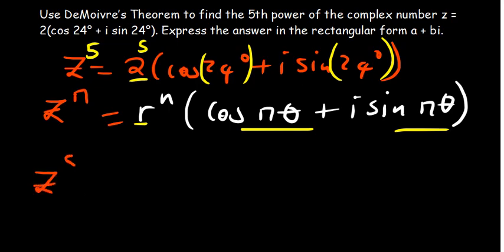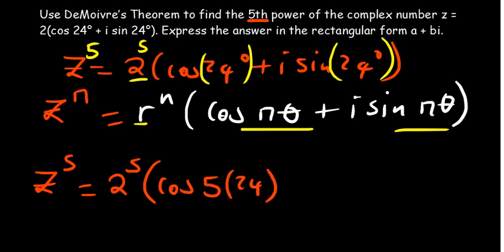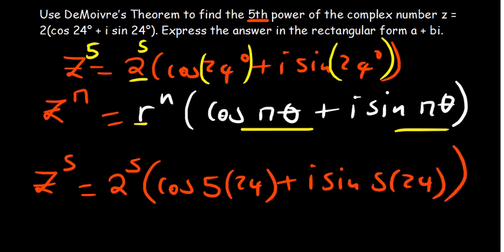So with Z raised to the power 5, our absolute value in this case is 2 to the power 5. Of course, our n is basically 5 in this case. So our angle theta is cos 5 times pi by 24 plus i sin 5 times pi by 24. That's what we have in this case. So at this point, we should be able to find our Z to the fifth power.